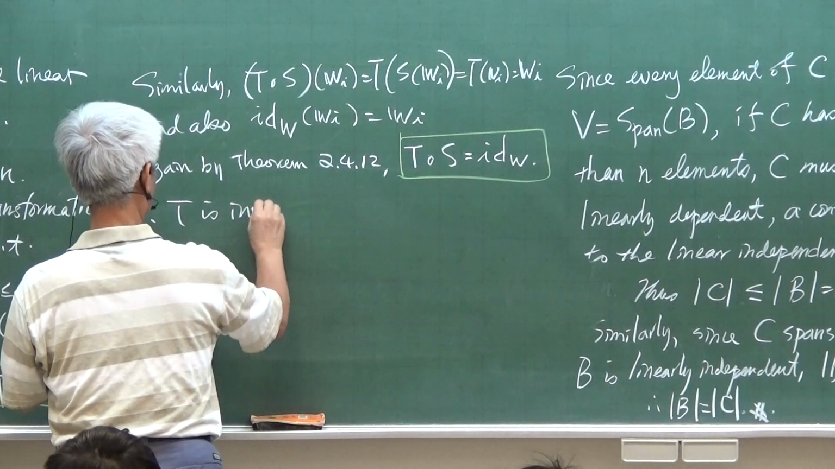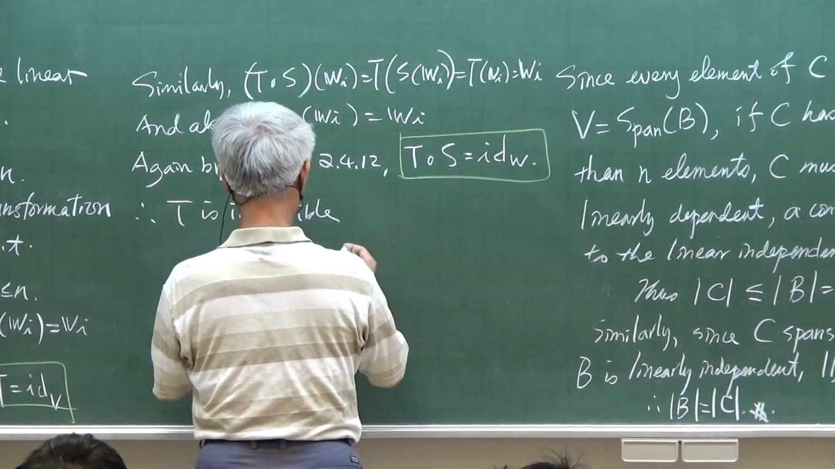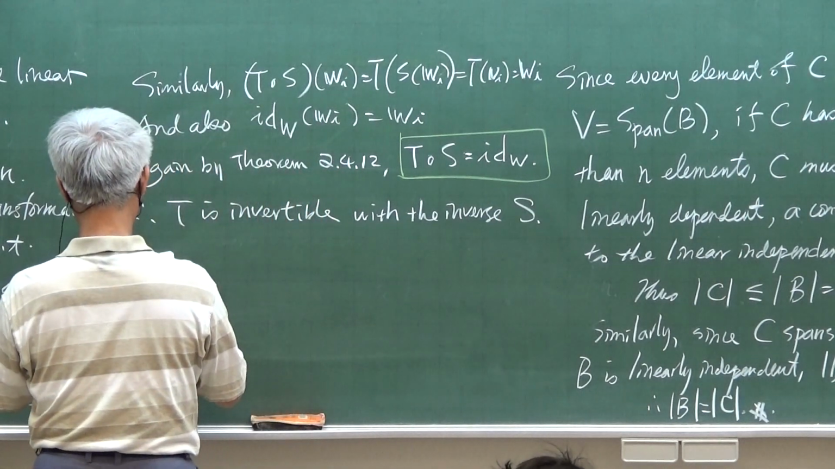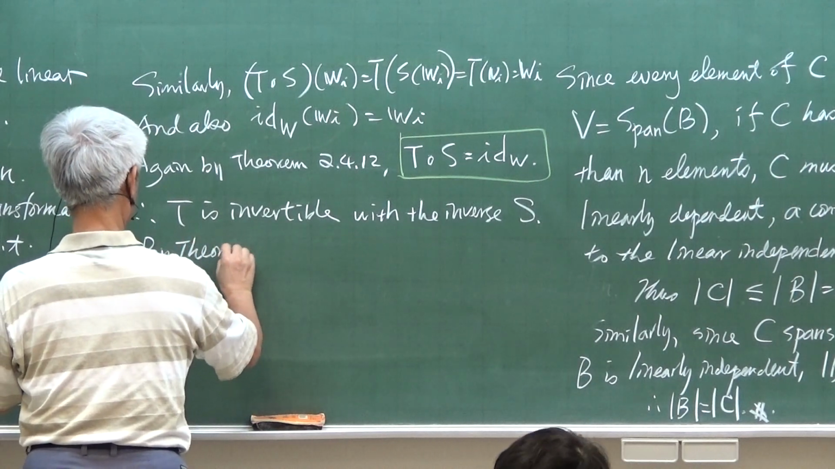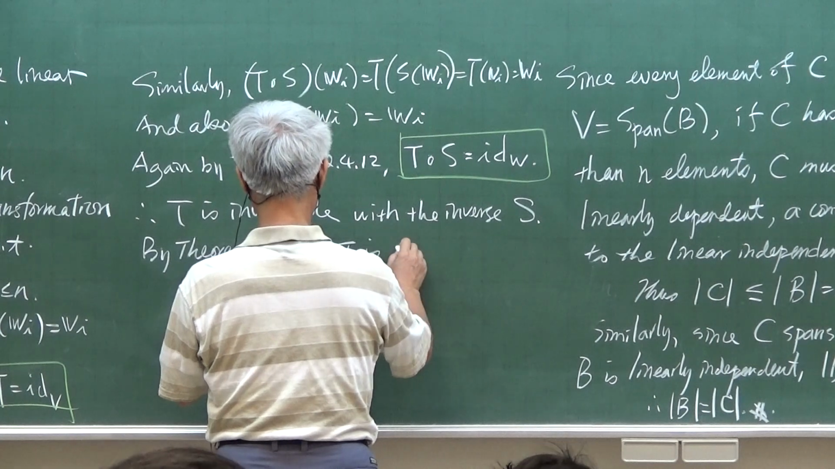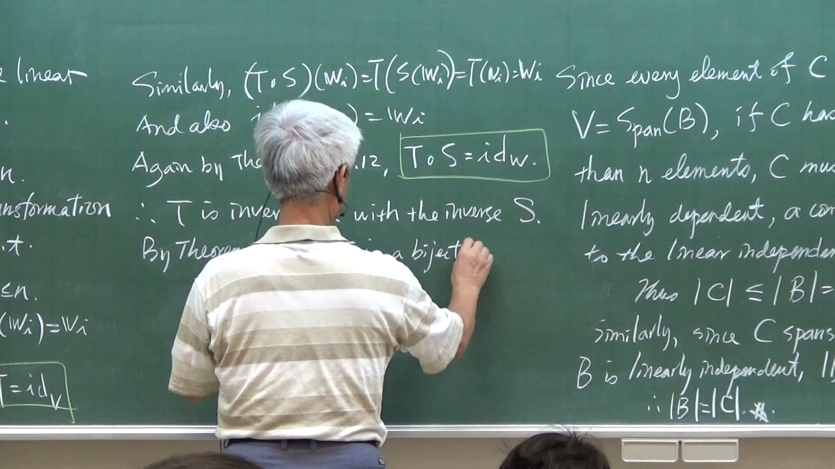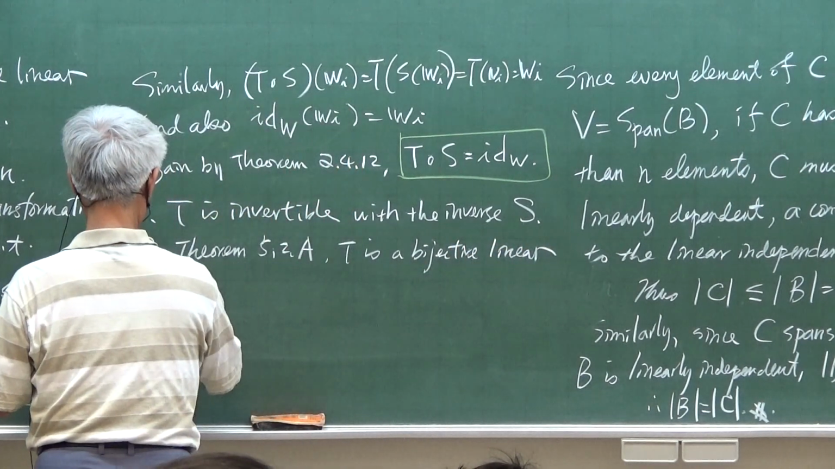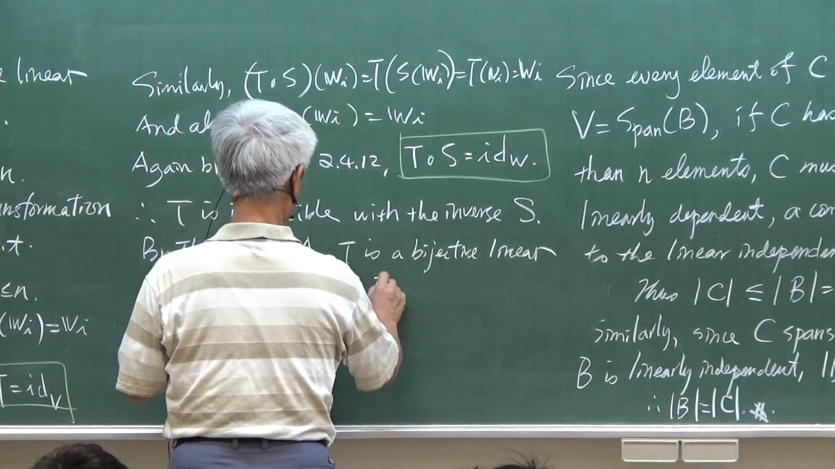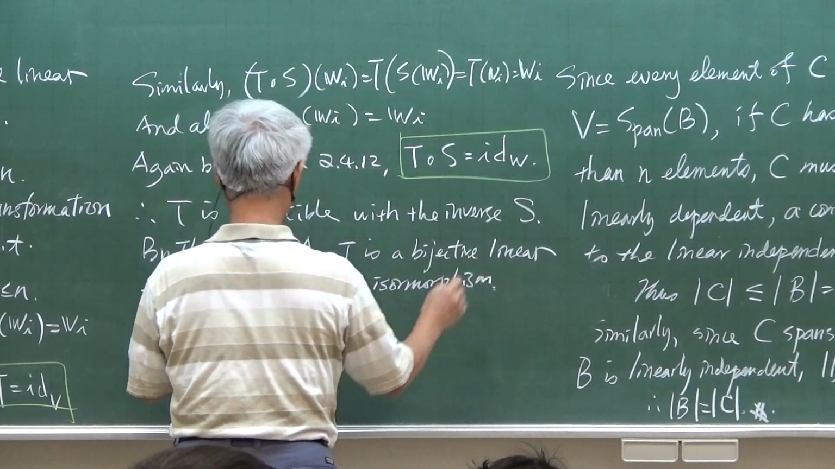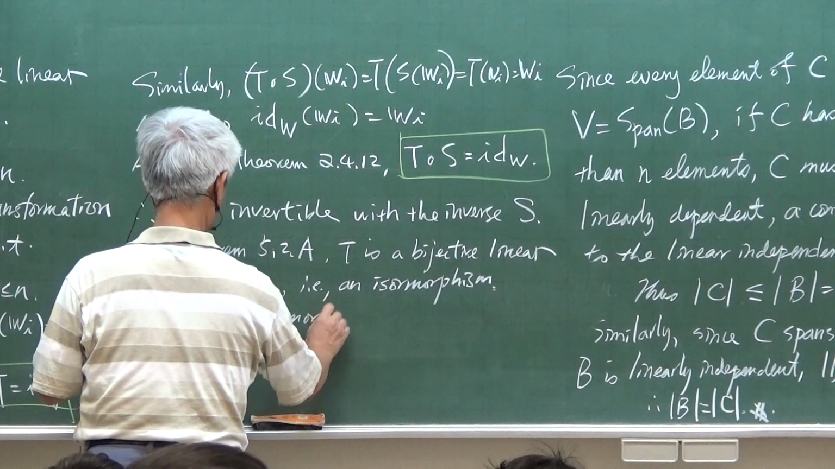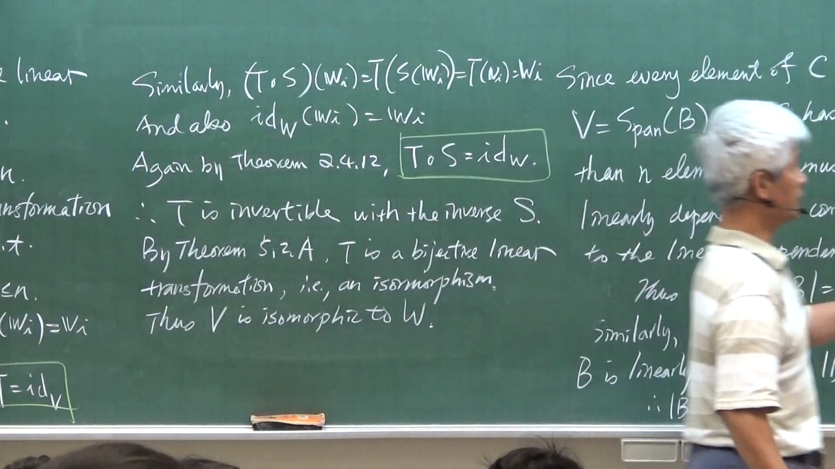So T is invertible. It's an invertible function with the inverse S. And by theorem 5.2.8, T is a bijective linear transformation, i.e. an isomorphism. So thus V is isomorphic to W.